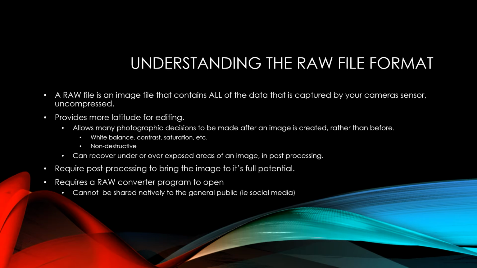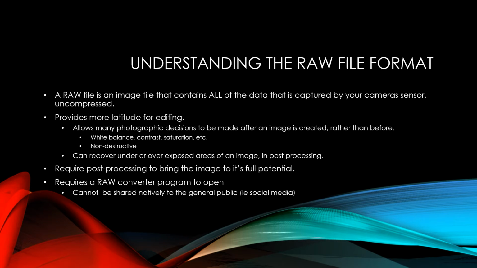So let's just kind of dig into the RAW file format. The RAW file is an image file that contains all of the data that is captured by your camera sensor. It's all uncompressed, it's all unedited, it's all unprocessed. This really gives us a lot more latitude for editing the image. This allows you to go back and make changes to things like your white balance, your contrast, your saturation, your exposures after you've created the image that you wouldn't have the ability to change as readily if you were shooting in JPEG.